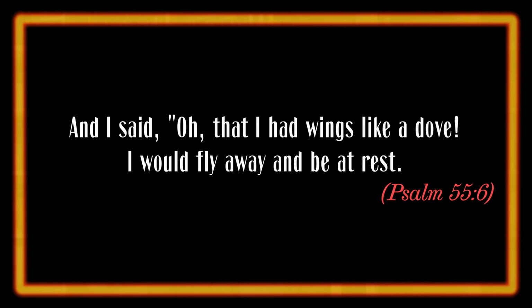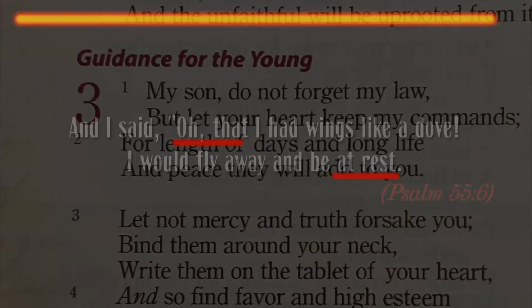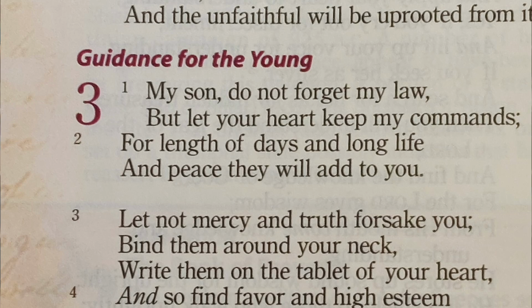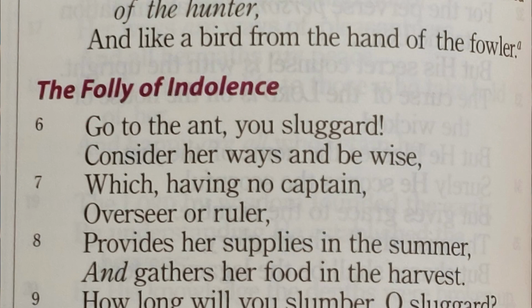The psalmist referred to the desire to have the wings of a dove in Psalm 55:6. And the reason for that is stated in the second line, where he tells us that he would fly away and be at rest. In Proverbs 3:2, wisdom will add length of life, but peace also will be added. The lazy are told to go to the ant in Proverbs 6:6, and the second line tells us that it is for the purpose of observing her ways and gaining wisdom.